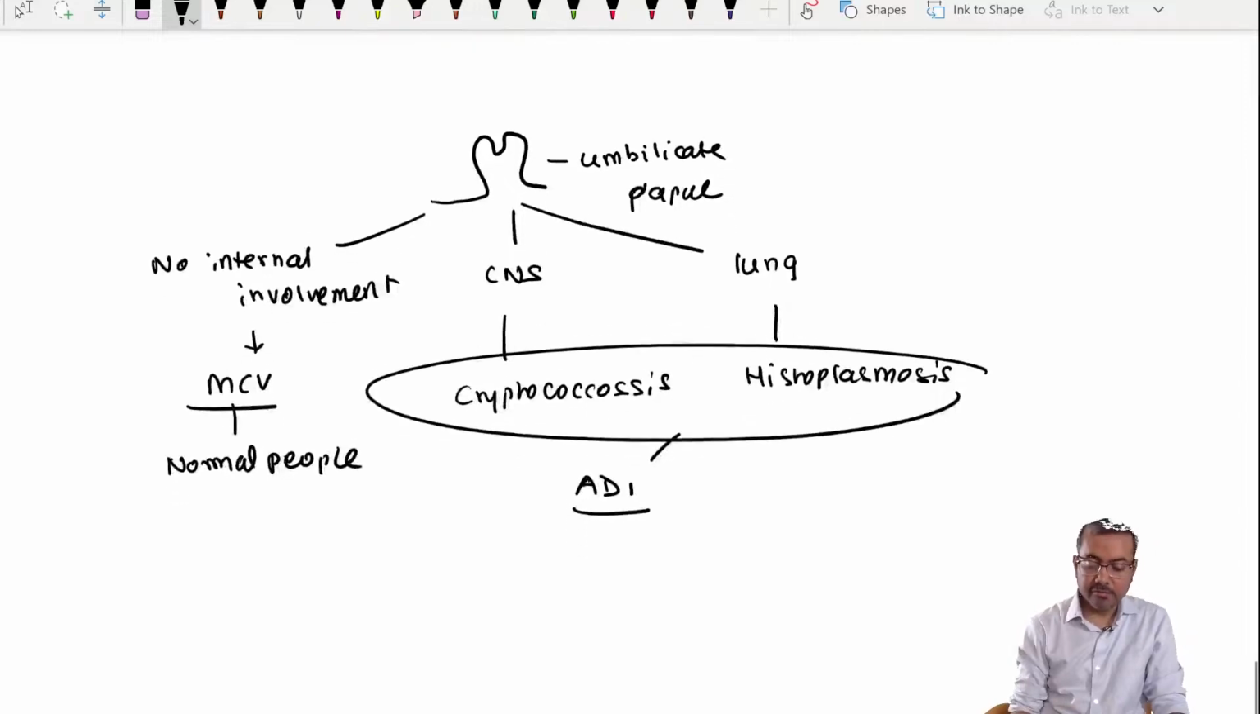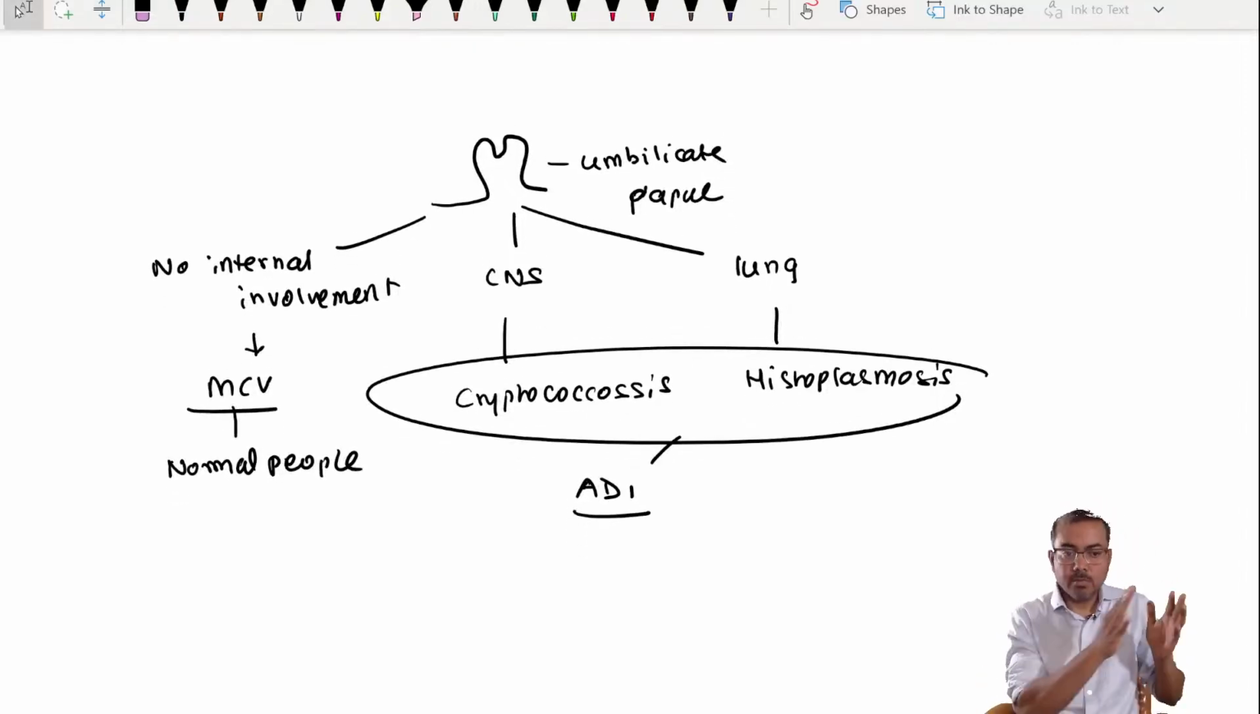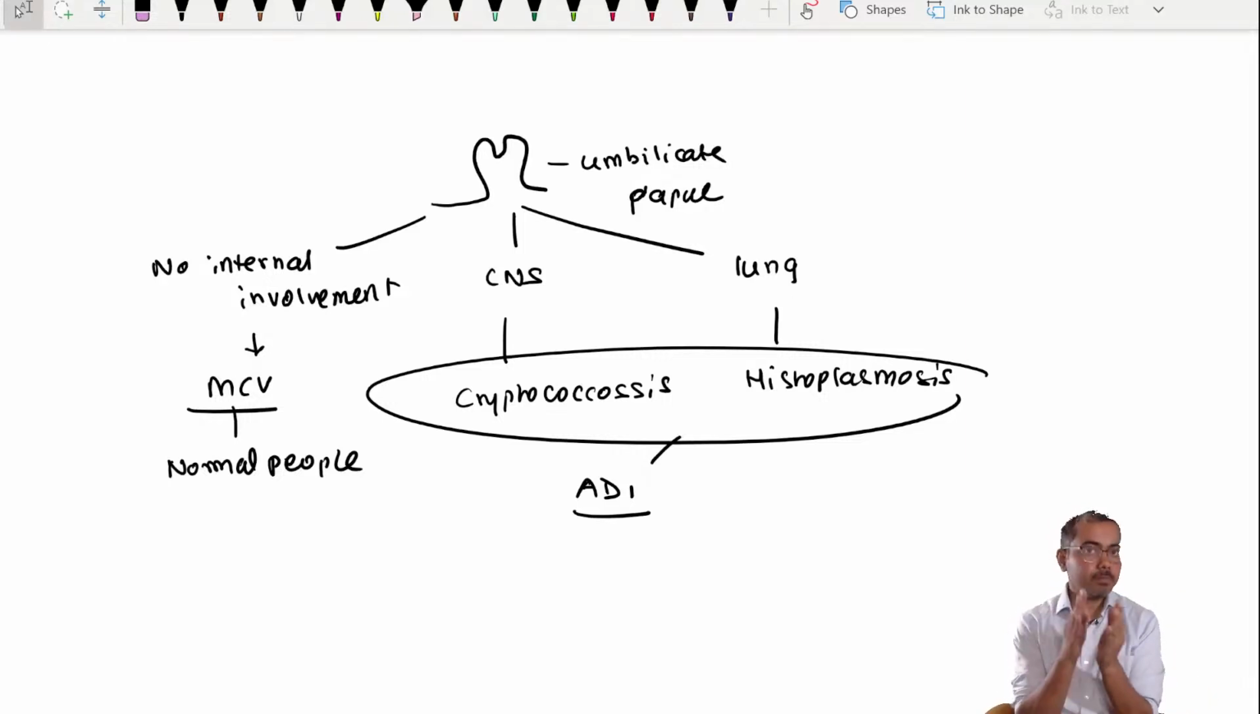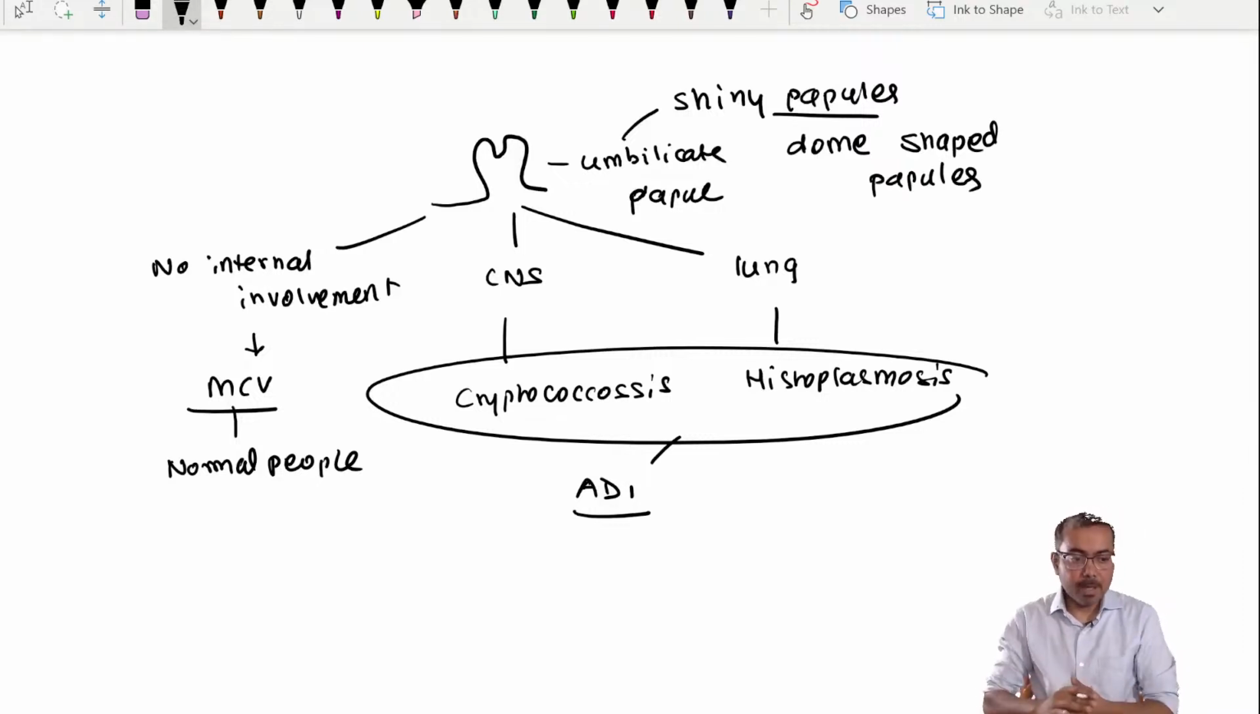So there are three differential diagnoses for an umbilicated papule in dermatology: crypto, histo, plain molluscum. Plain molluscum, no internal involvement. Crypto, histo, very late stage HIV, very significant immunosuppression, CD4 very, very low. That's usually going to be the umbilicated papule. Usually they are also described as shiny papules. We also call them dome-shaped papules. These are the words that we are now using. Dome-shaped papules, shiny papules of dermatology. Okay? Clear?